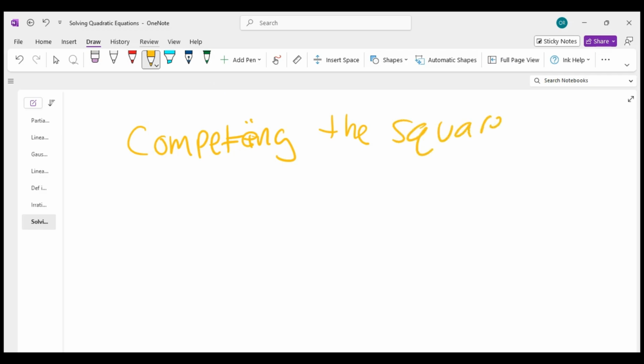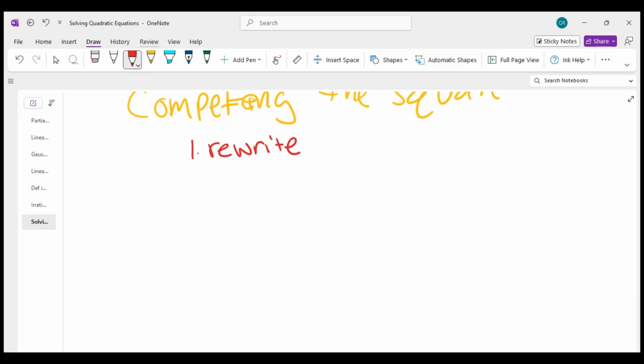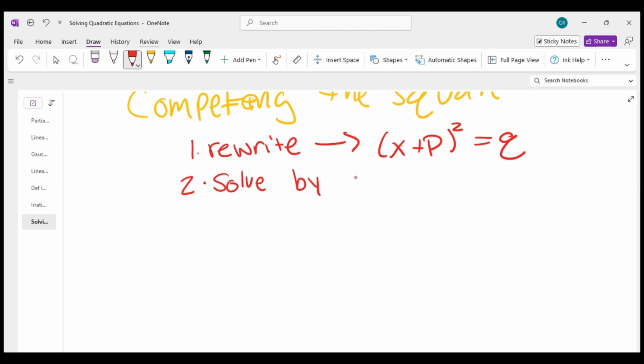Square, right? So we have two steps for this one as well. One, we want to rewrite the equation but specifically in the form of x plus p squared equals q. And so you might be wondering, okay, where did this p and this q come from? Well, I'll show you in the example where they come from. And then your second step is just going to be to solve by taking square roots of both sides.